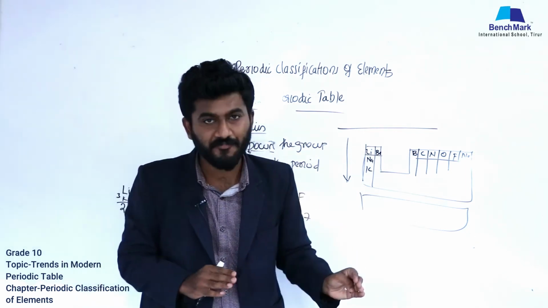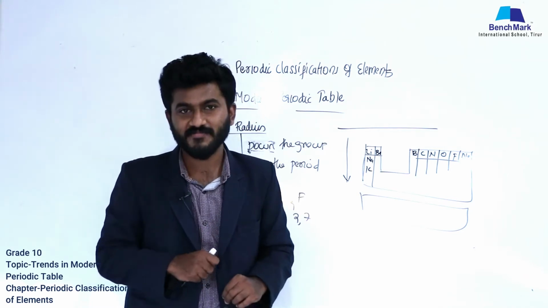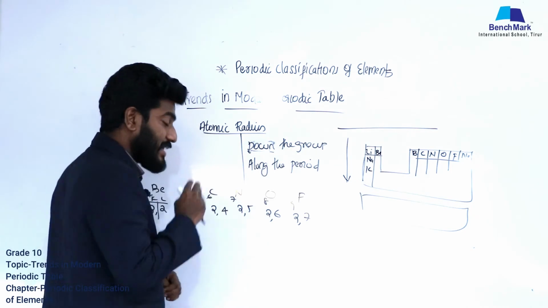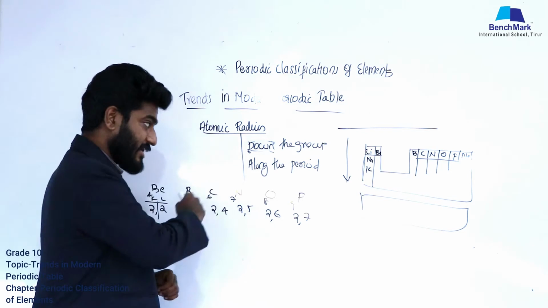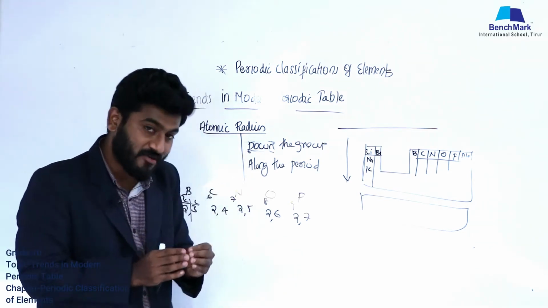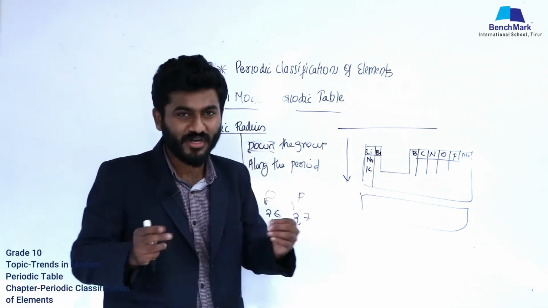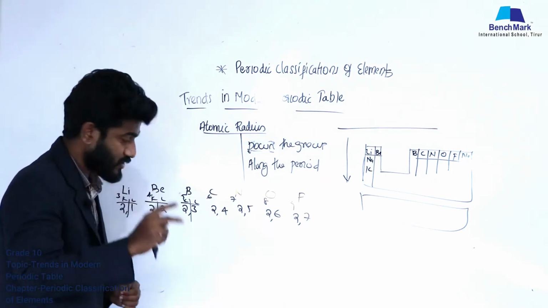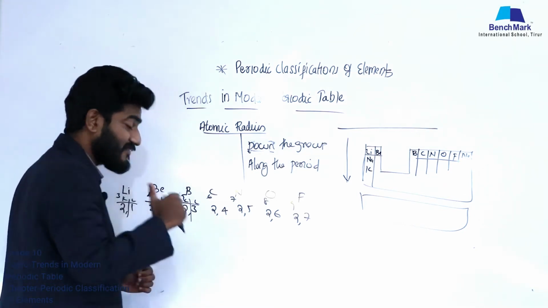Number of shells are same, but atomic radius will decrease. You know why? Because if we move from left to right, number of shells are same, only 2 shells are there in the case of lithium, beryllium, boron, carbon, nitrogen, oxygen and fluorine: K and L. But their nuclear charge is increasing, right? What is nuclear charge? Here lithium has 3 protons, beryllium has 4 protons, boron has 5 protons, carbon has 6 protons.